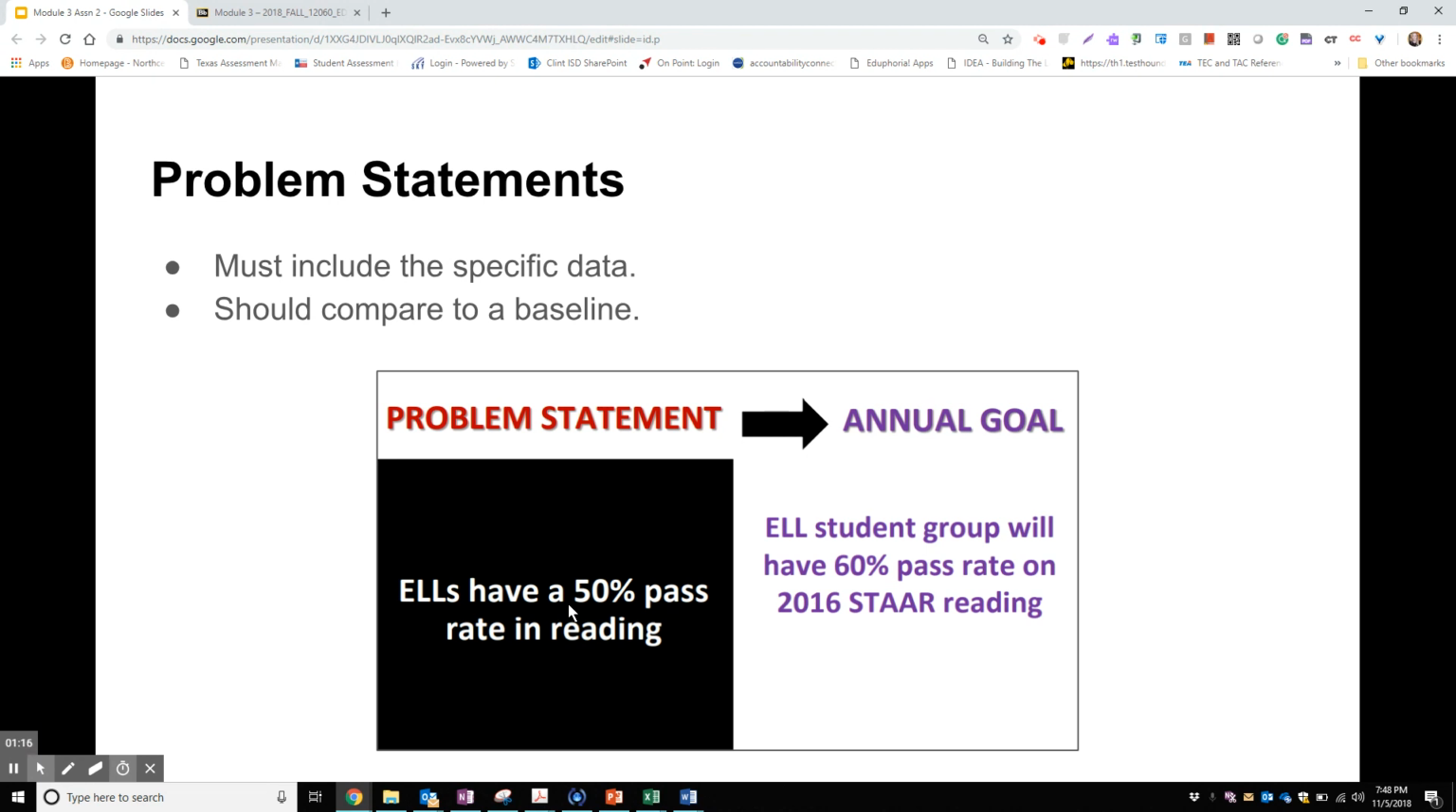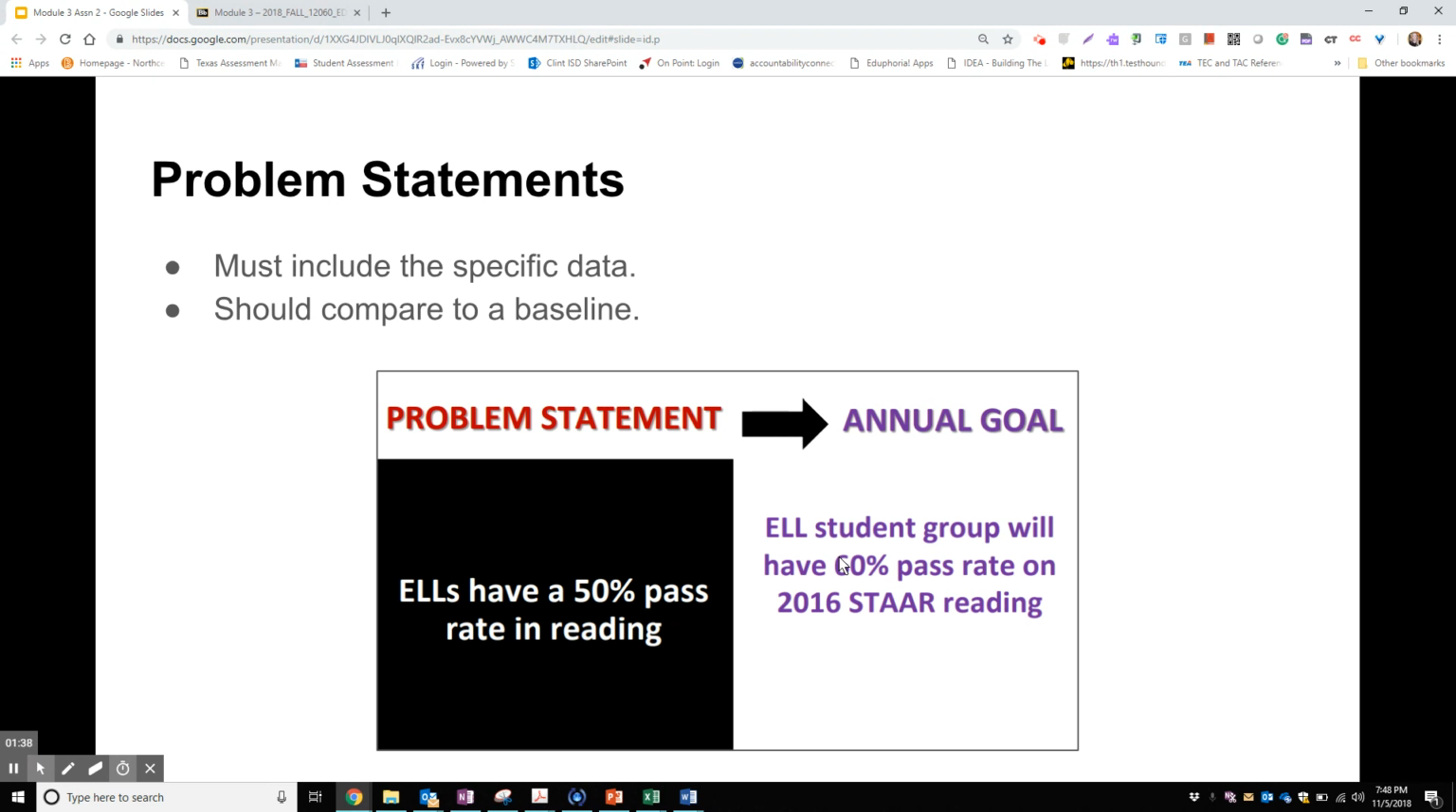And the reason I'm showing you this is because you can see how the problem statement then transfers over to an annual goal. Remember your annual goals, you'll get into this, but it has to be a SMART goal. So the main thing with SMART goals, it has to be measurable. So that 50% pass rate transfers over to a 60% pass rate goal within reading.